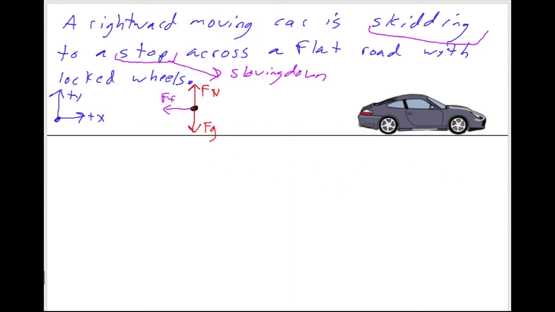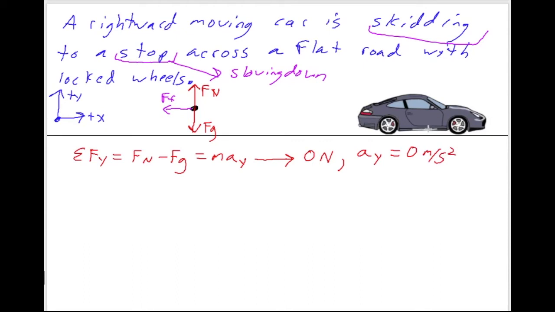So let's go ahead and write our net force equations just like we've done before. So for the y direction, we have net force in the y direction is equal to the forces that point up, force normal, minus the forces that point down, force gravity. And that equals mass times acceleration in the y direction. Since our car isn't moving up or down, we know that this answer is just going to be 0 newtons. Which also means that the acceleration in the y direction is just 0. Again, this makes sense because our car is not accelerating up or down off of that road.